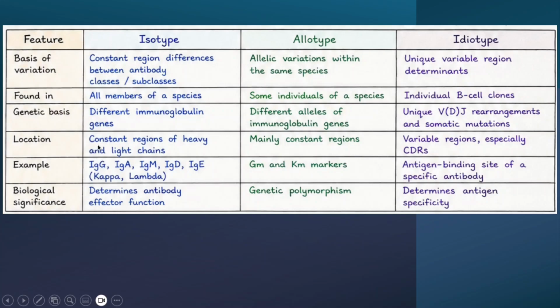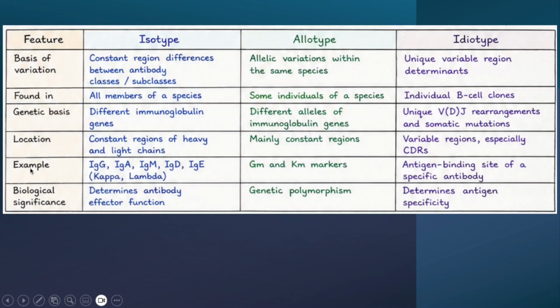If we talk about locations, the isotype is restricted to constant regions of heavy and light chains, and allotypes are some specific variations within these constant regions of heavy and light chains, whereas idiotypes are present in variable regions of both heavy and light chains. And if we talk about specific sequences, we call those sequences CDRs, complementarity determining regions.